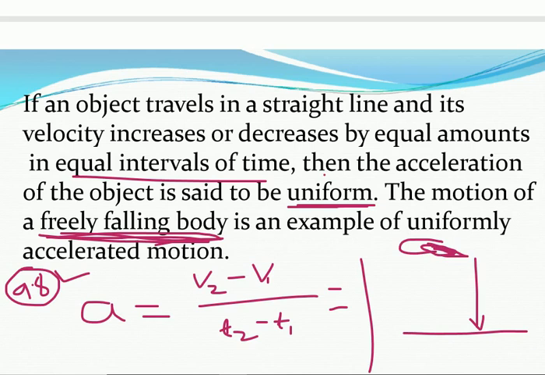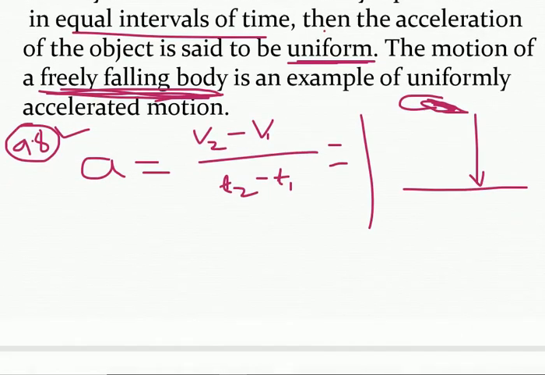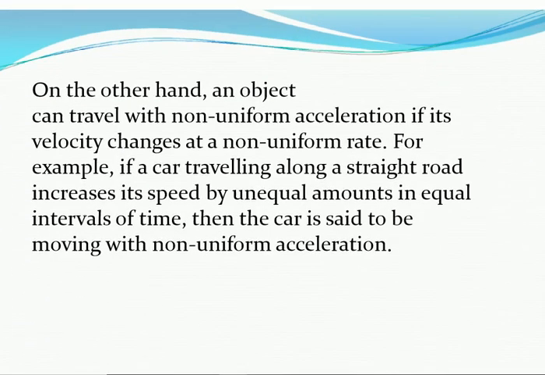Now, on the other hand, an object can travel with non-uniform acceleration if its velocity changes at a non-uniform rate. So what is uniform acceleration? Change in velocity divided by change in time is constant. What is non-uniform acceleration? Change in velocity divided by change in time is not constant.